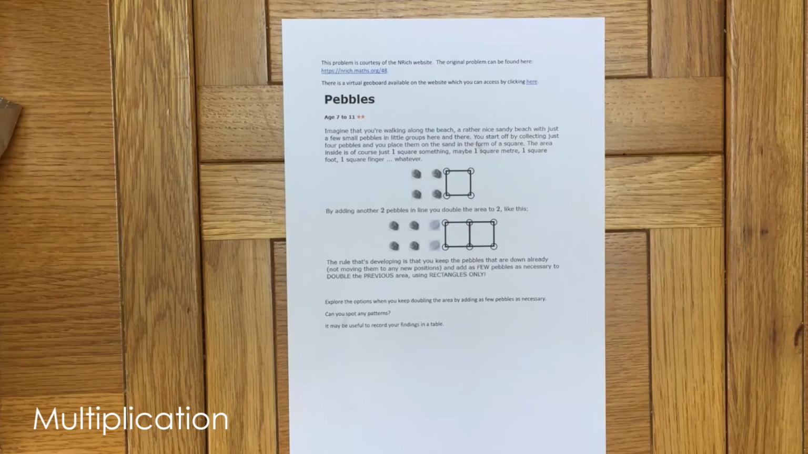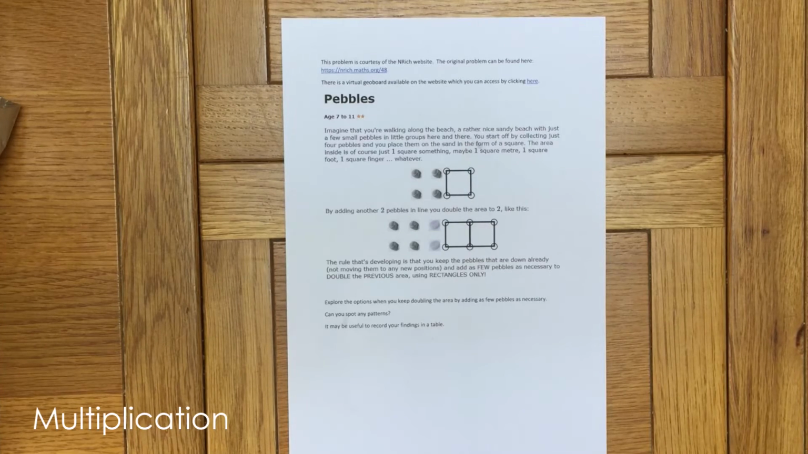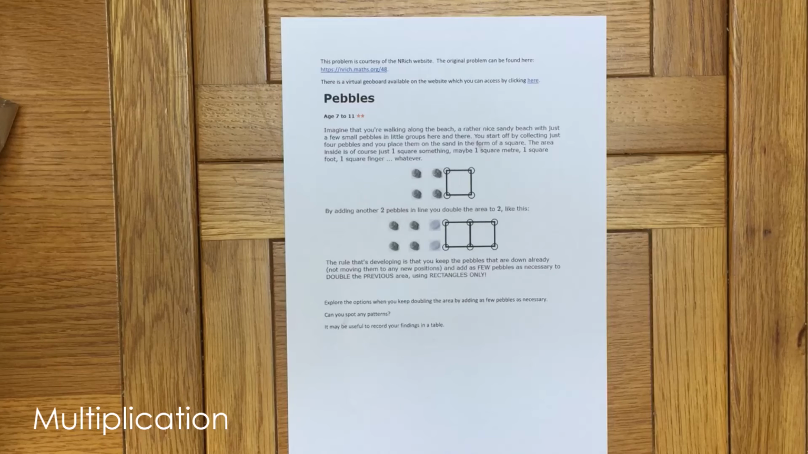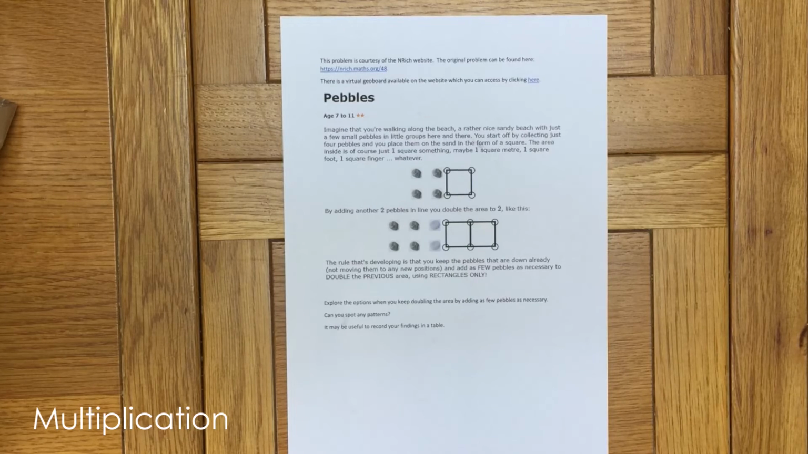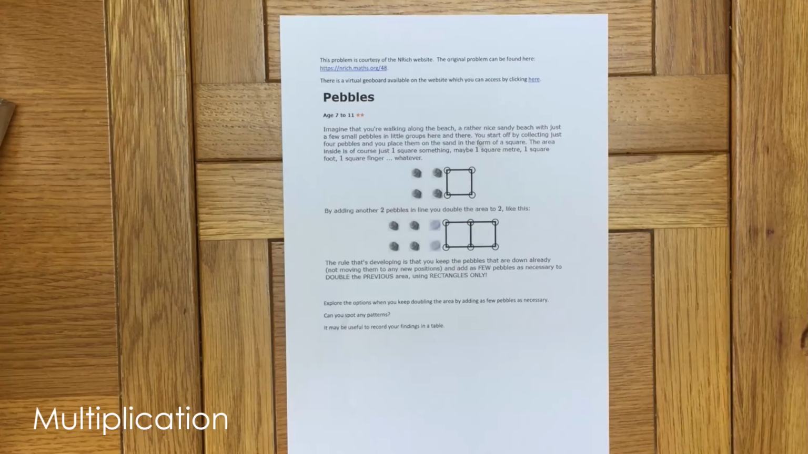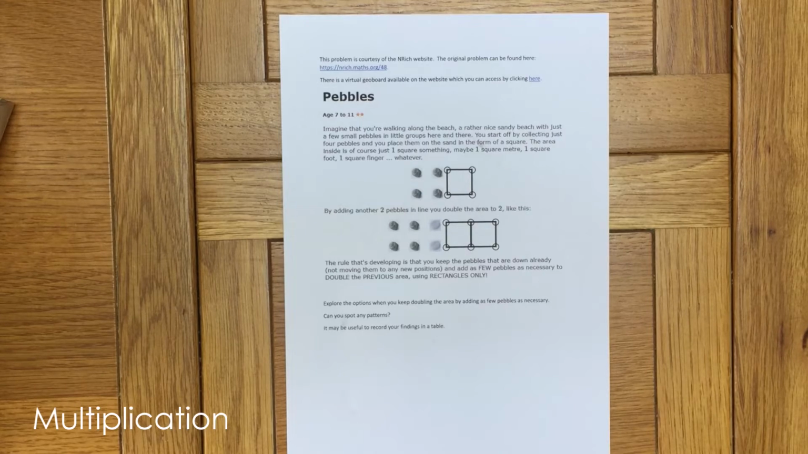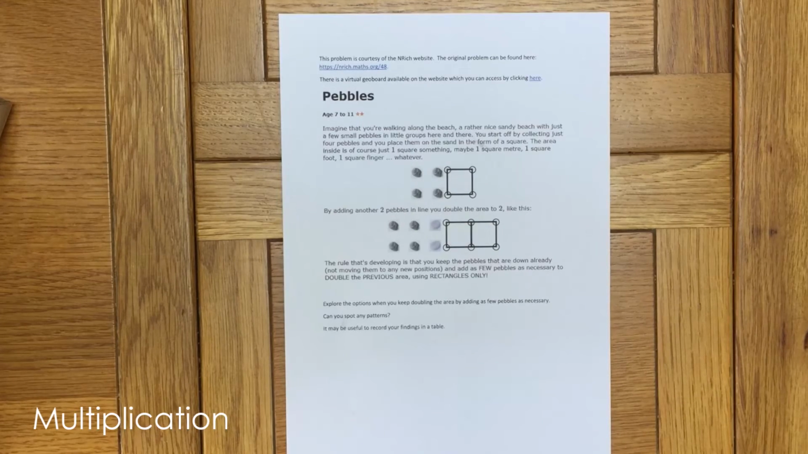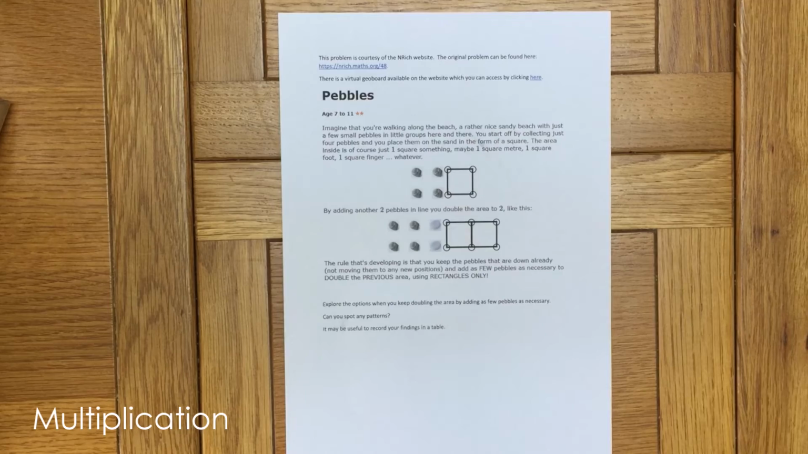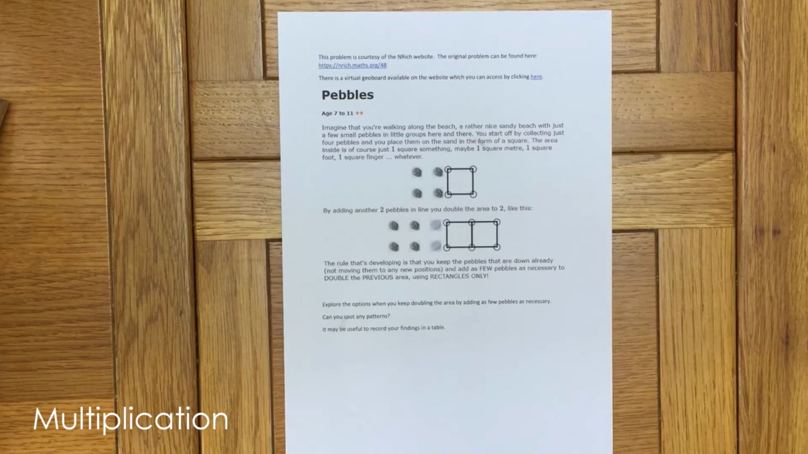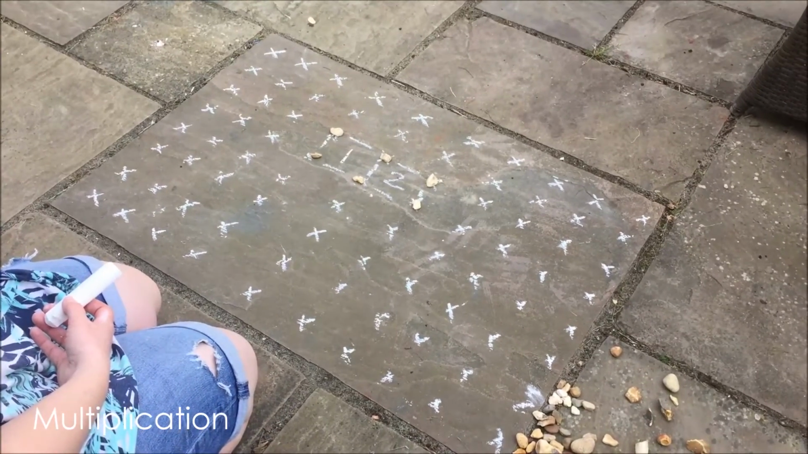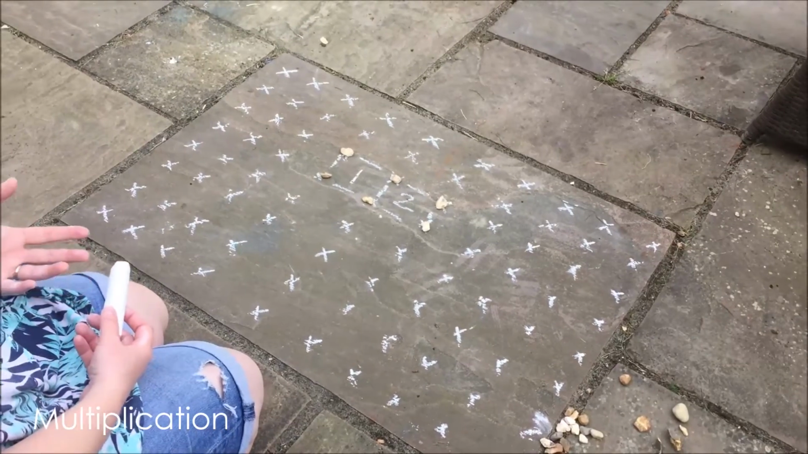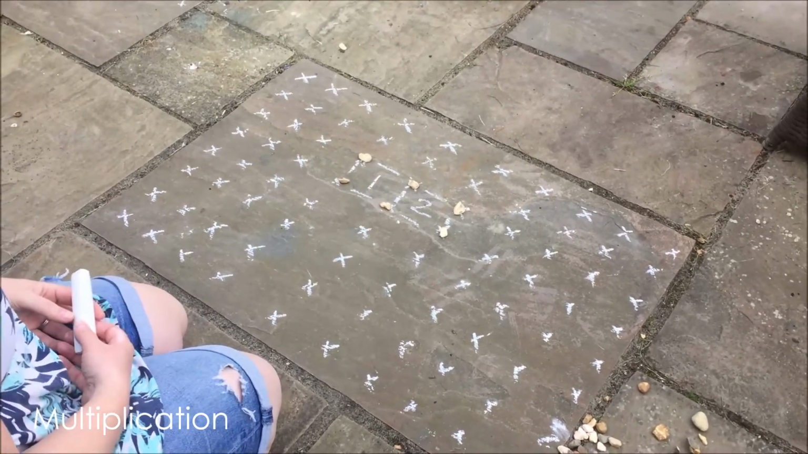Okay, so if you keep the video rolling, you will see me having a go at the next one in my garden. And then I'd like you to explore any options when you keep doubling the area by adding as few pebbles as necessary. Can you spot any patterns? You might find it useful to jot down your recordings in a table or graph. Okay, so I'm actually going to use actual pebbles from my garden for this. You can use anything you can find at home, or you could even draw it if you wanted to.